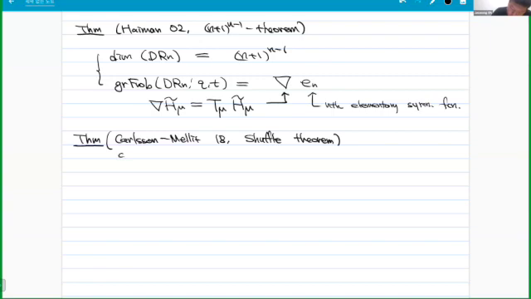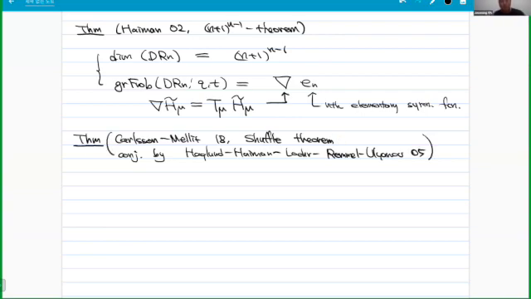And it was originally conjectured by Haglund, Haiman, Loehr, Remmel, and Ulyanov in a 2005 paper. So it took more than a decade or so.